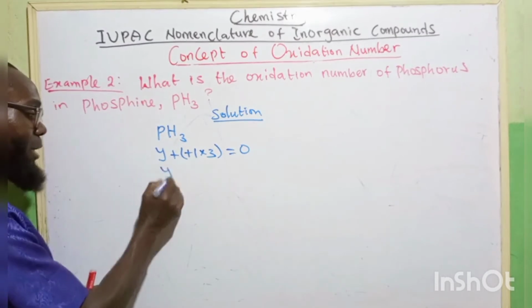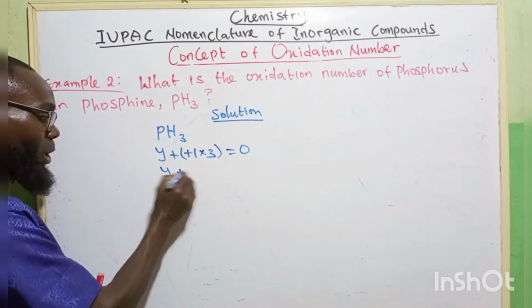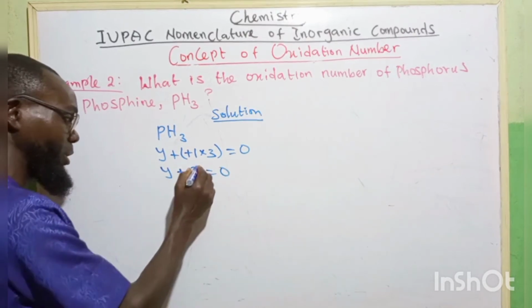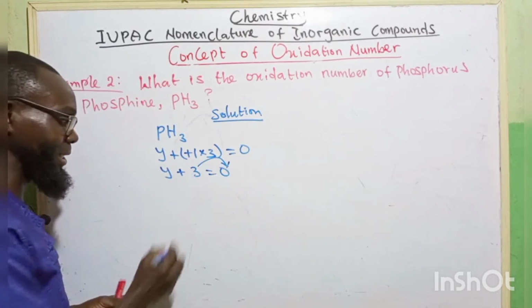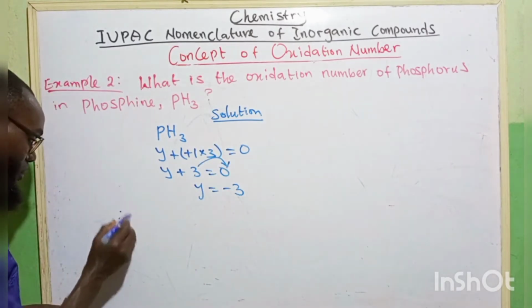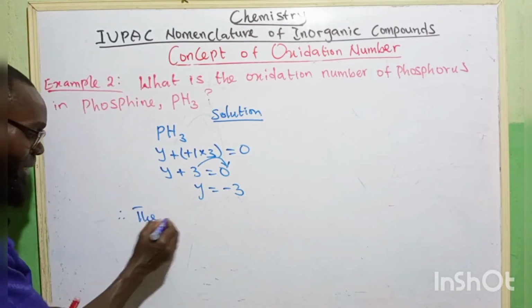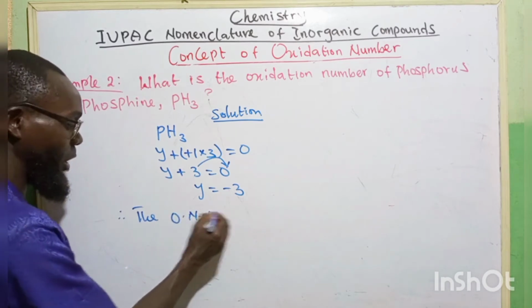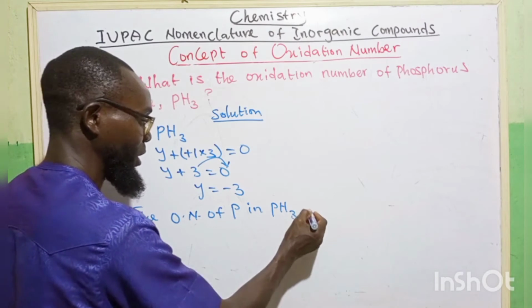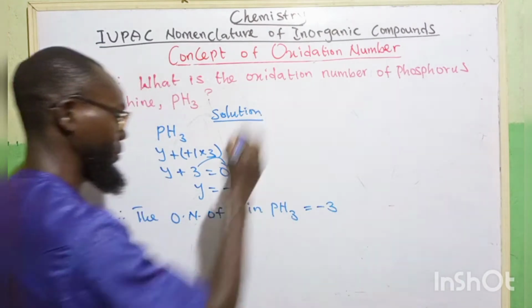So we have y plus, plus times plus 1 times 3, we have 3, equals 0. So take the known to the right-hand side: y equals -3. Therefore, the oxidation number of phosphorus in phosphine, PH3, is equal to -3.